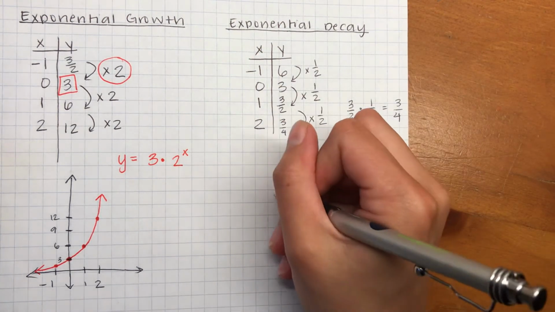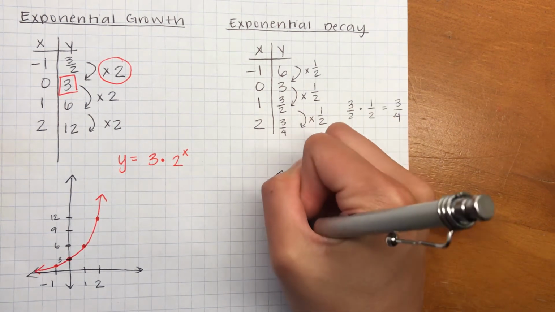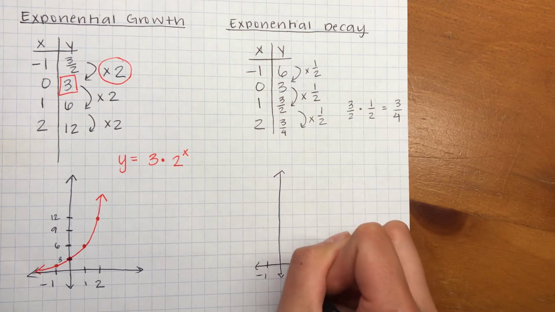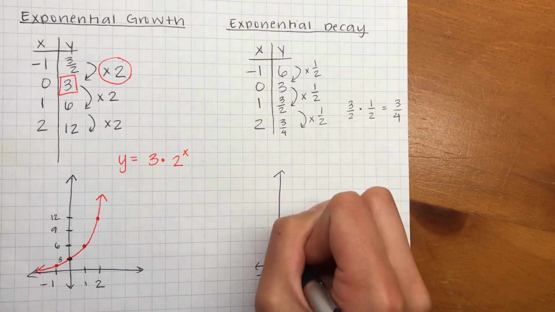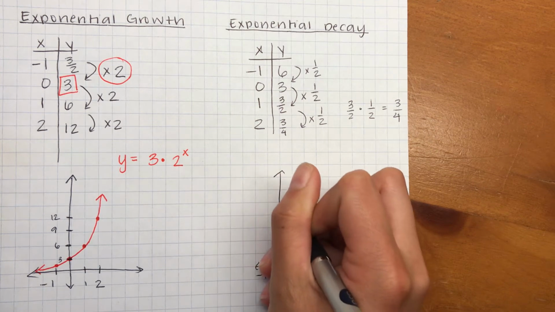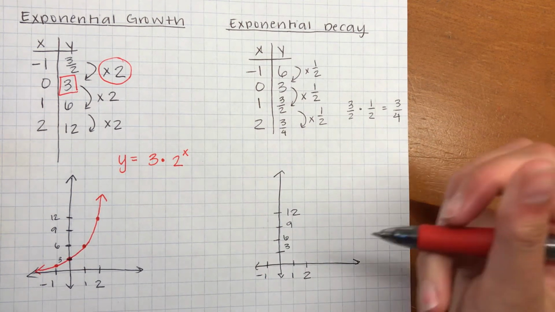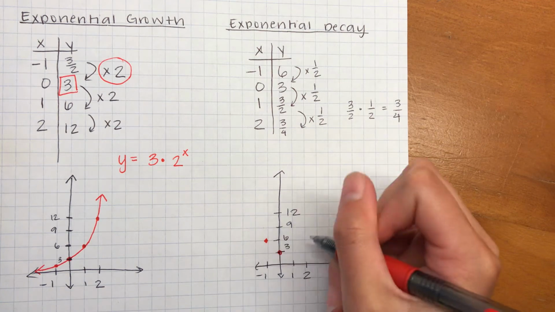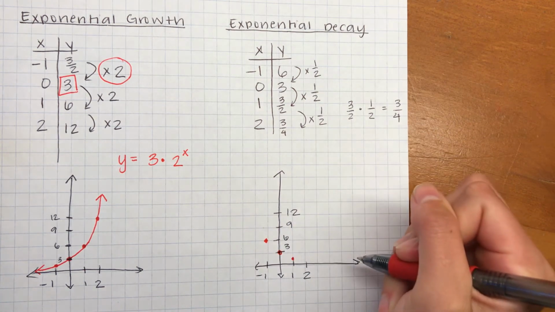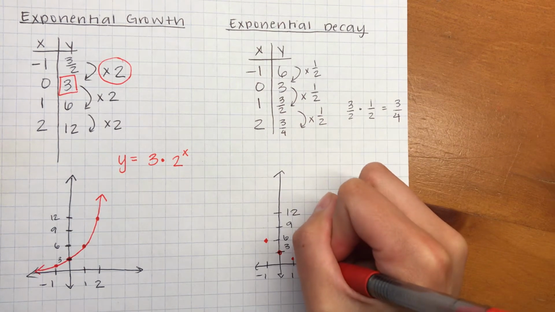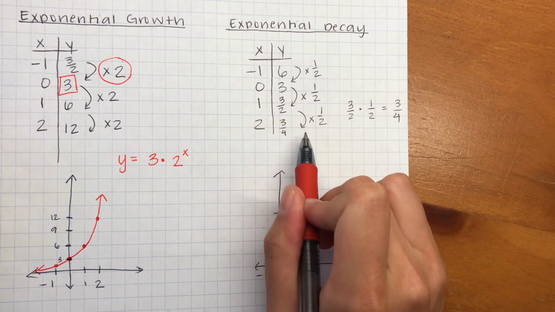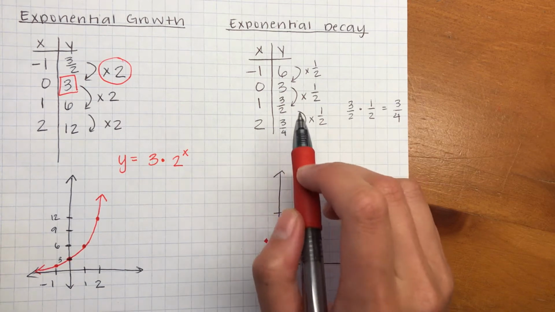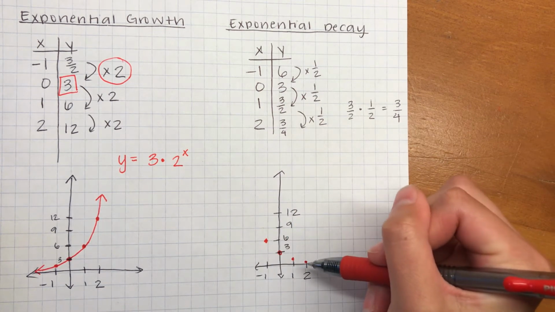All right, and if I graph this again, I'm going to use the same scale from our original graph. -1, 1, 2, and we'll go 3, 6, 9, 12. Now at -1, we're up to 6, 0, 3, 1, 3/2, and 2, 3/4. 3/4 as a decimal would be less than 1, right? So we have 1.5 here, and then something that's less than 1. So we are getting closer and closer to 0.